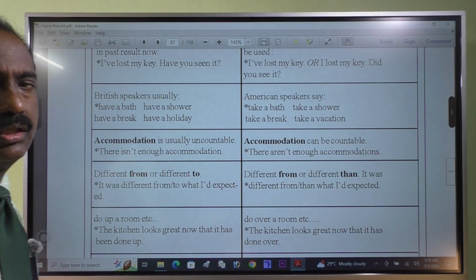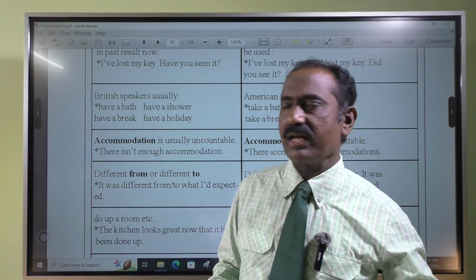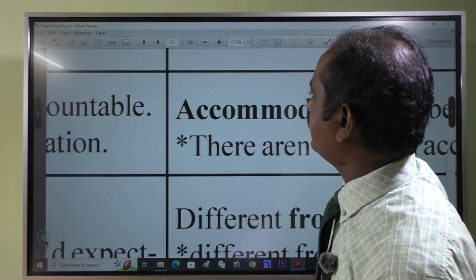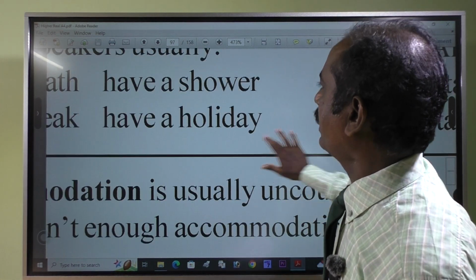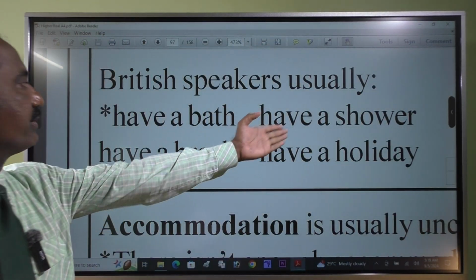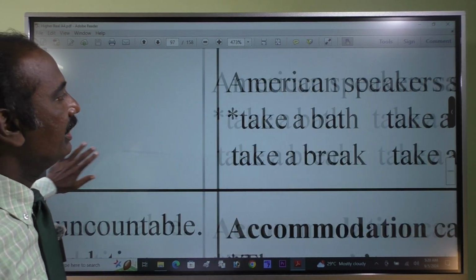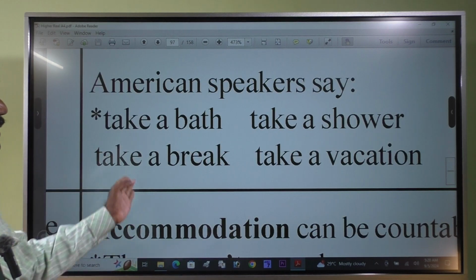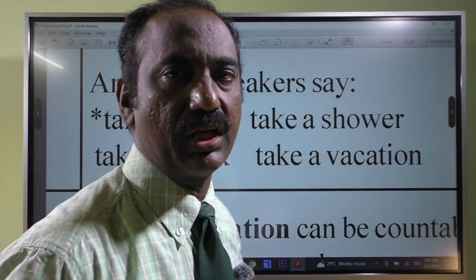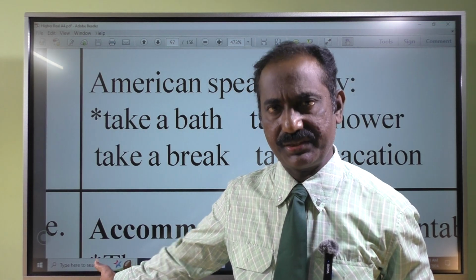See here, Britishers usually say have for some refreshments: have a bath, have a shower, have a break, have a holiday, etc. But Americans say take a bath, take a shower, take a break, take a vacation. Go and have a wash, Britishers usually say, but Americans say come and take a wash.